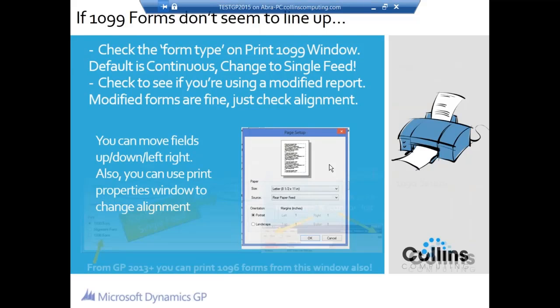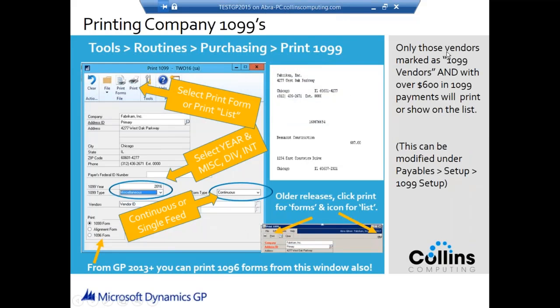Oh wait, let me go right back. I forgot one thing on here. So remember that if you didn't modify the setup screens for the minimum amount, then for certain vendors, it may not print unless it's over $600. Now, dividend and interest are a little different. I've modified mine so much, I don't know that what I have in my system is the default, but I know that they're different. They're not 600. I think some are 100 and some are zeros.